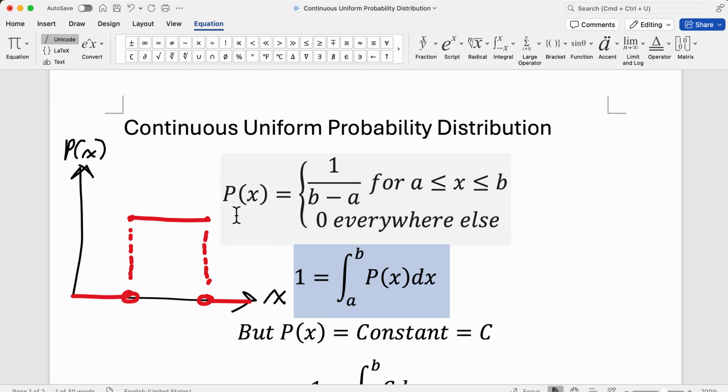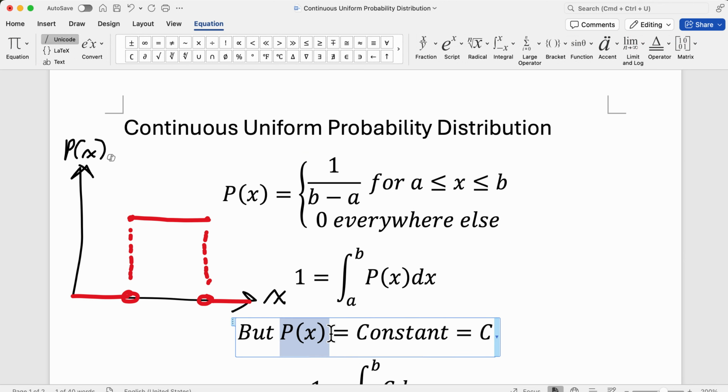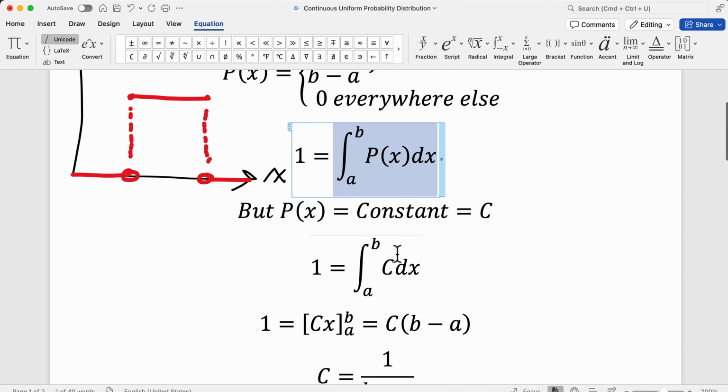For a uniform probability distribution function, as seen here by this constant horizontal line, the probability function is going to be a constant. So we're allowed to set p of x equal to c from a to b, and the integral must capture 100% of the probability. So we have 1 equals the integral from a to b of c dx.